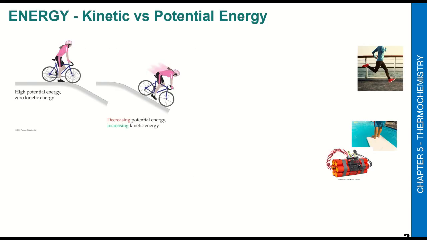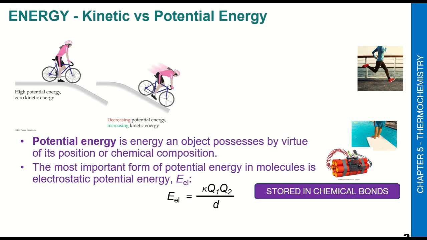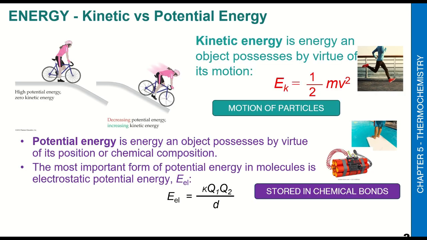So we have different forms of energy, and one of the most important here is the kinetic and potential energy. So potential energy is the stored energy that we have in chemical bonds, for example. It's the energy an object possesses by virtue of its position or chemical composition. It's like the food you eat. So when you eat food, what happens? What happens is you have energy to transform that energy into kinetic energy. So you can walk. So that is motion of particles.